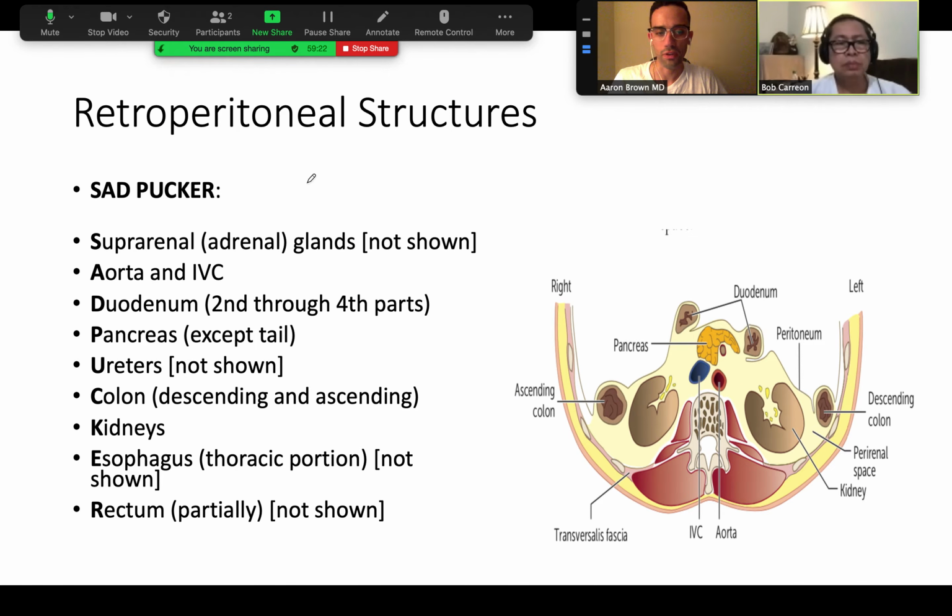Okay. Some of our retroperitoneal structures, a structure that is covered by this fatty protective layer. The mnemonic for remembering these is going to be our SAD PUCKER: Suprarenal glands, aorta, IVC, duodenum, pancreas, ureters, colon, kidneys, esophagus, and rectum.